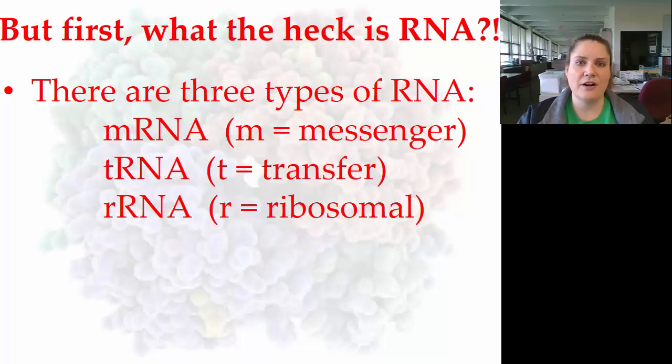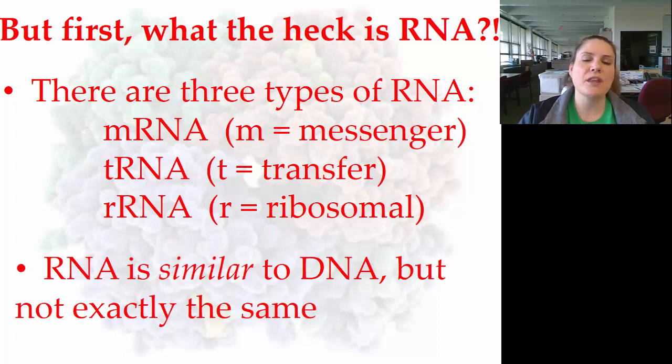There are 3 types of RNA. There's messenger RNA, which conveniently is abbreviated with a little m and then capitalized RNA. There's transfer RNA, which is a little t and then capitalized RNA, and there's ribosomal RNA, which is a little r and capitalized RNA. You've got to watch that in your handwriting. Make sure you're doing that appropriately.